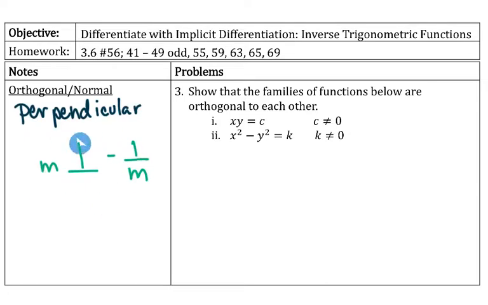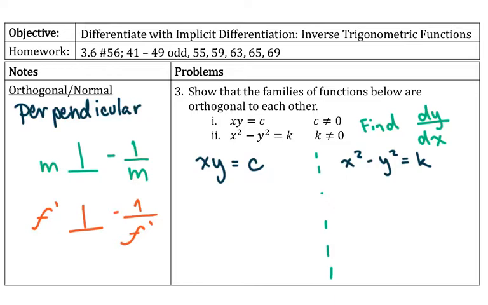So meaning we want to show that they have this relationship. Now remember, showing that this is the relationship is the same as saying the derivative of 1, if they're orthogonal, then that will be equal to negative 1 over that same derivative. So this is what we're actually interested in working through. So the first step of this question would be to find dy dx on both families.